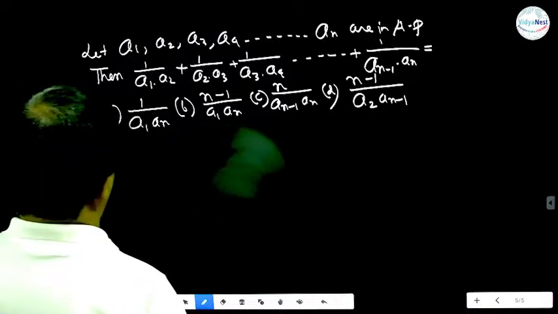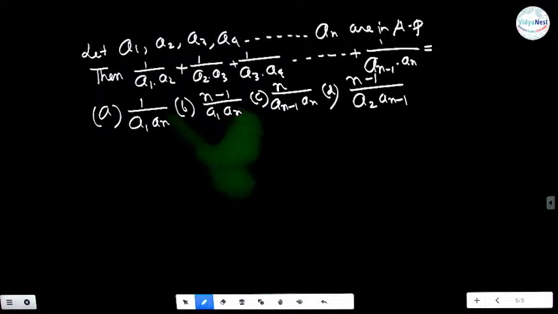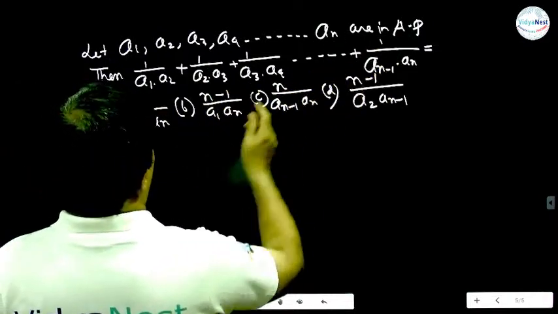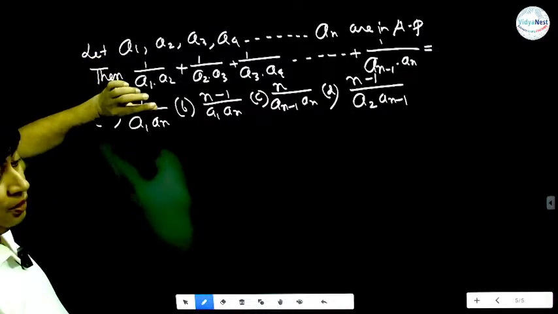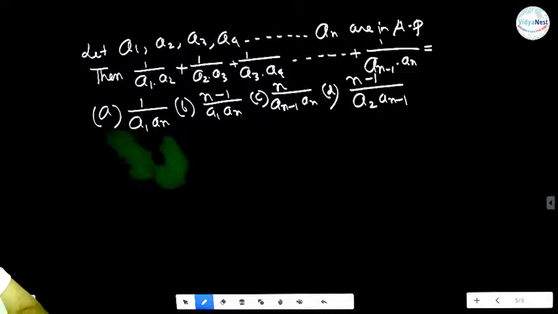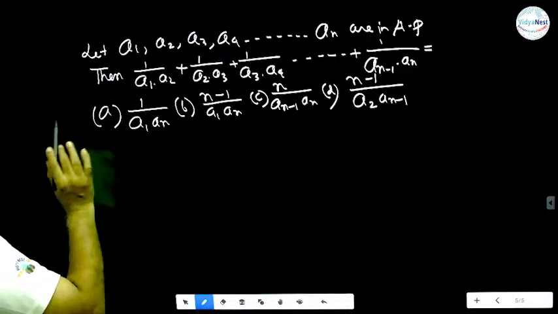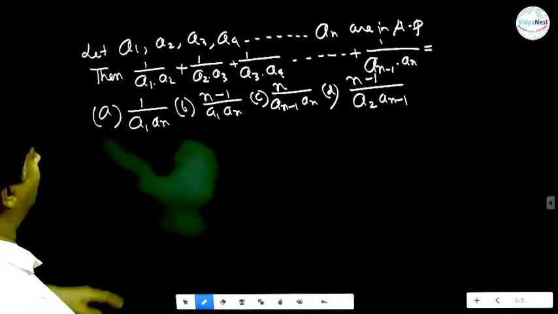Now here the problem will arise, where A1, A2 up to An are in AP, but the result is given in reverse order, 1 by A1 A2 plus 1 by A2 A3. So we have to start with the basic perception of AP. How?